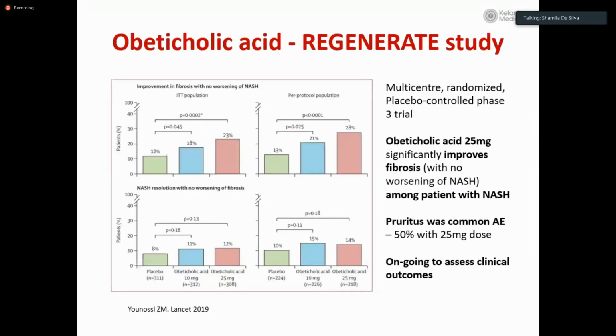So this is the most recent study, the Regenerate study with use of obeticholic acid, 25 milligrams, again a very high dose, biopsy proven. It improved fibrosis, it improved the overall histology, but there was a prominent side effect, that is pruritus, that occurred in about 50% of the patients. There was a lot of discontinuation, and we are still awaiting the clinical outcomes, and this is only histology-based outcomes. We don't know what happens long term when you give obeticholic acid, whether it helps these patients, whether it improves survival or not.